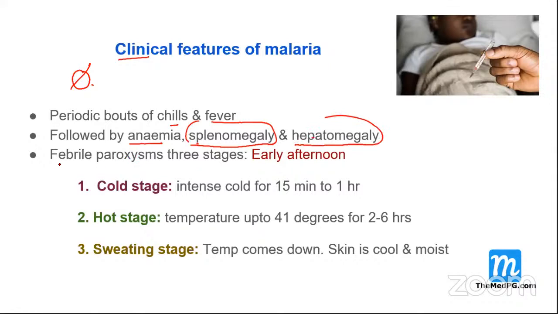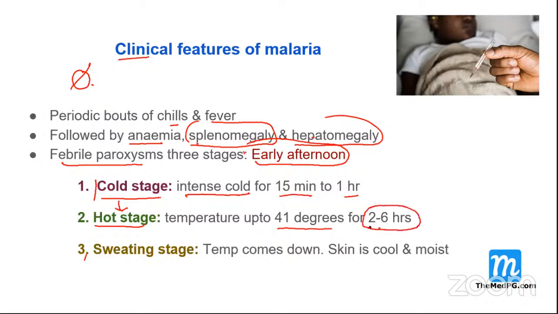If you look at the febrile paroxysms, the fever stages, usually the fever occurs in the afternoon. These febrile paroxysms exactly match with the erythrocytic lysis. That is, once the RBCs rupture or burst, at that time the fever will be seen. It happens in the following three stages. That is a cold stage, where the patient will feel intense cold for 15 minutes to 1 hour, followed by the hot stage, where the patient's temperature will rise to more than 41 degrees, and this also extends from 2 to 6 hours.